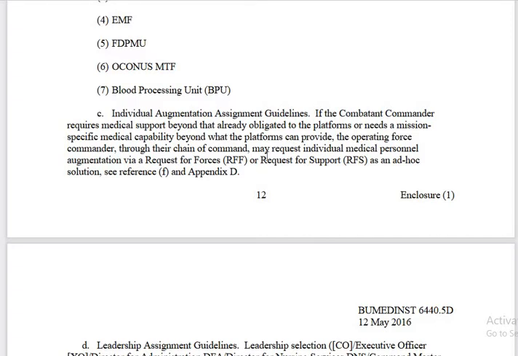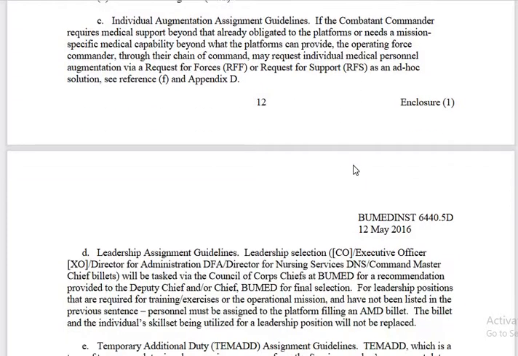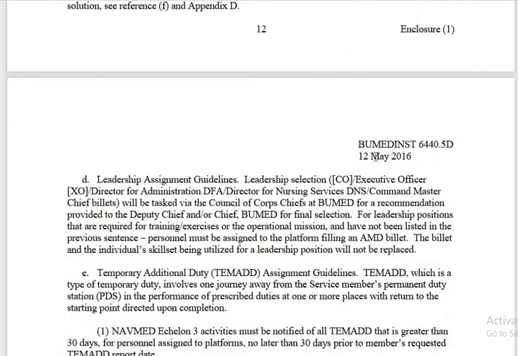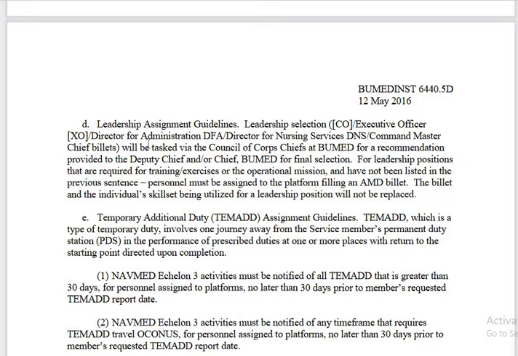So there's 2 additional requests for extra people. They can either do a request for forces, RFF, or a request for support, RFS, as a solution, which there's a lot of paperwork they have to do. Leadership is going to get tasked by the Council of Corps Chiefs at BUMED, and that's how they find out: CO, XO, DFA, DNS, CMC.